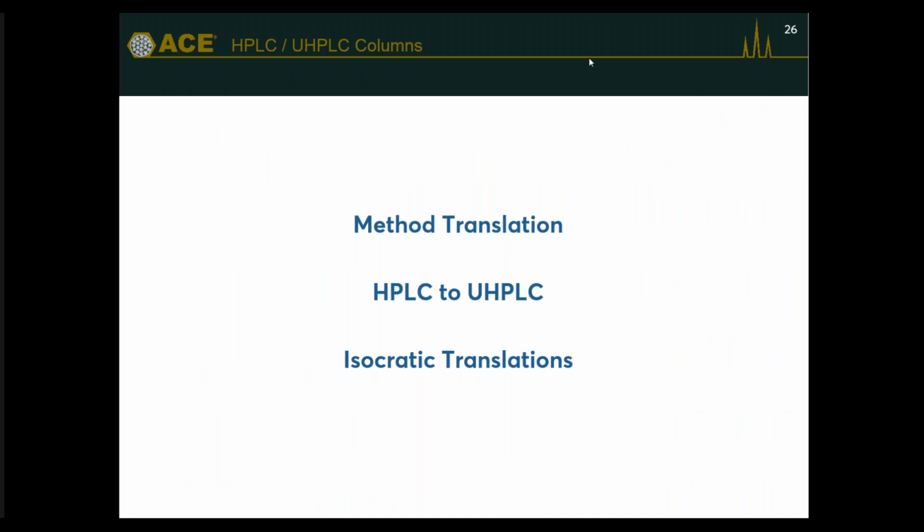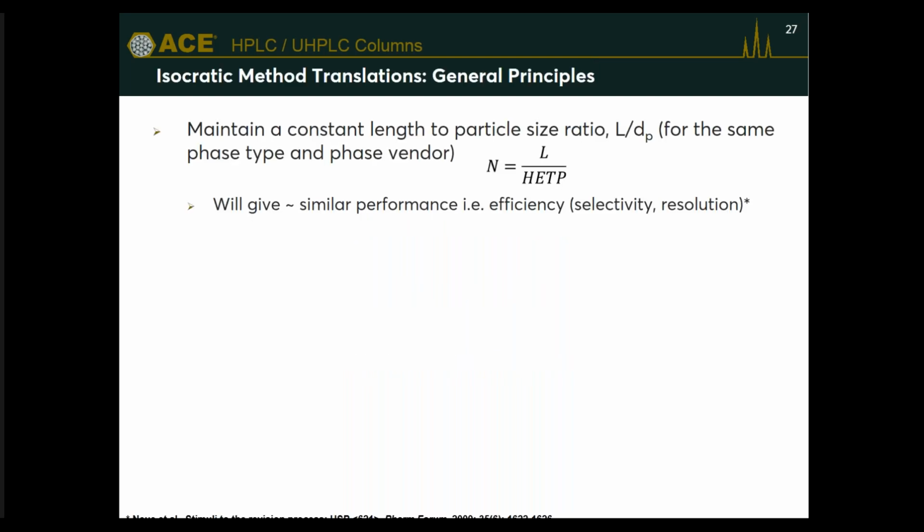Okay, so that was a short section on method development, and now I'm going to move on to method translation. So this is where we have a method, maybe in HPLC, and we want to take advantage of those things that I've talked about in UHPLC: speed, resolution, productivity. How do we do that? And I'll start off with simple isocratic translations.